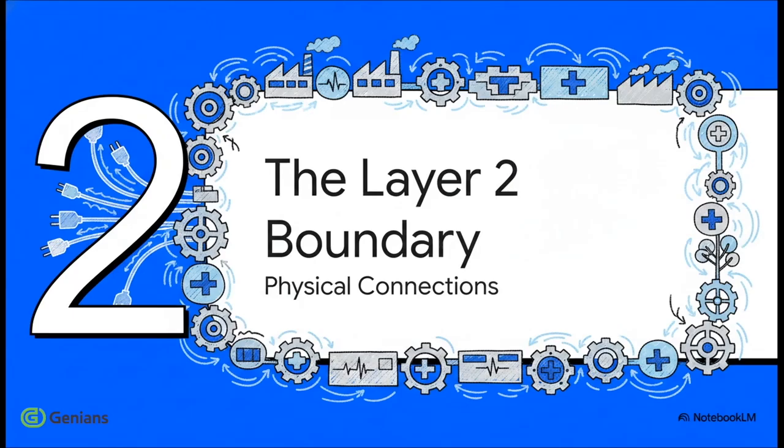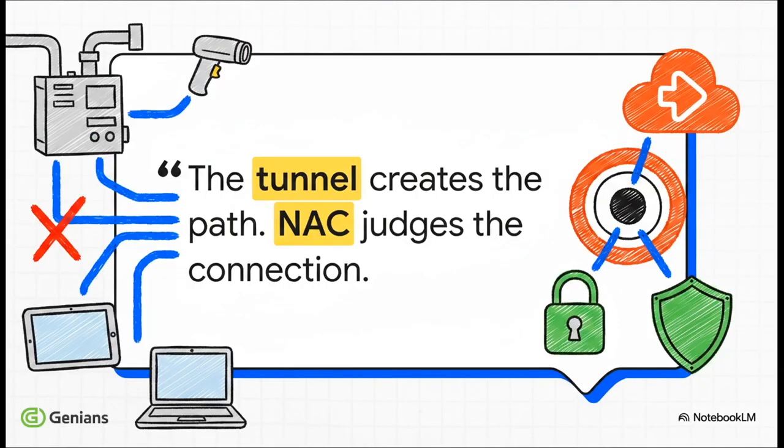Which brings us to Section 2, the Layer 2 boundary. Here's the crux of the issue. Factory equipment, barcode scanners, these unmanaged endpoints, they are connecting to your network way before Cloudflare ever applies. I mean, they can't run an endpoint agent, they don't authenticate.